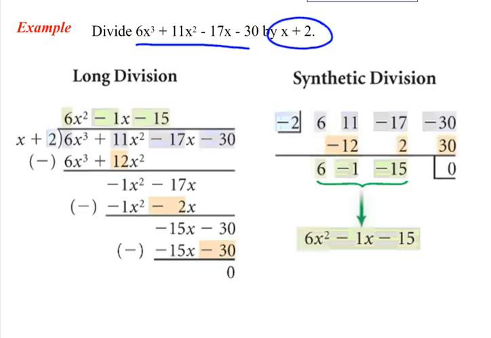Now remember the root format, x minus r sub 1? Well, the x minus r sub 1 is the root format, and x plus 2 is the linear factor, so really that's x minus negative 2, and the root is negative 2. And we always write the root first, right here, in this little half box.